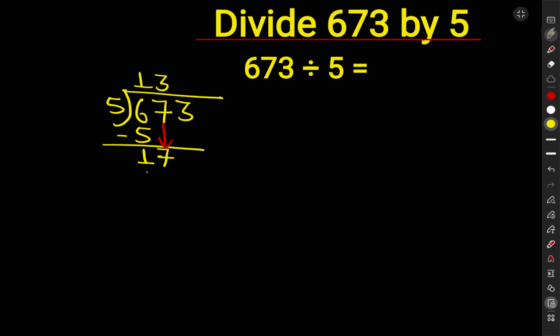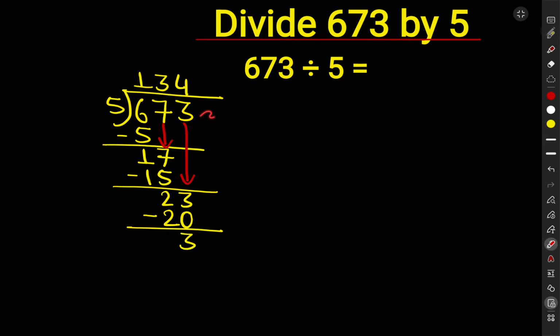5 times 3 is 15. On subtracting, we get 2. So again we put down this 3 and it is 23. 5 times 4 is 20. On subtracting, we get 3.